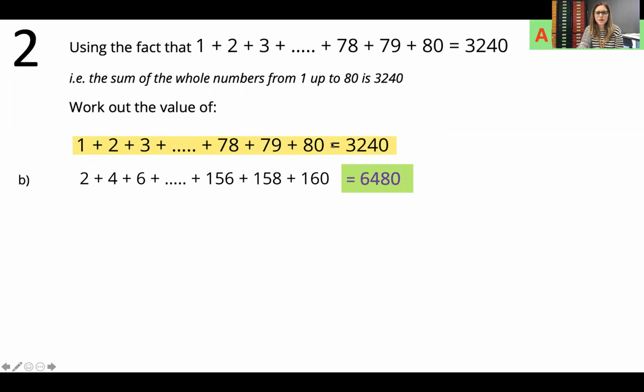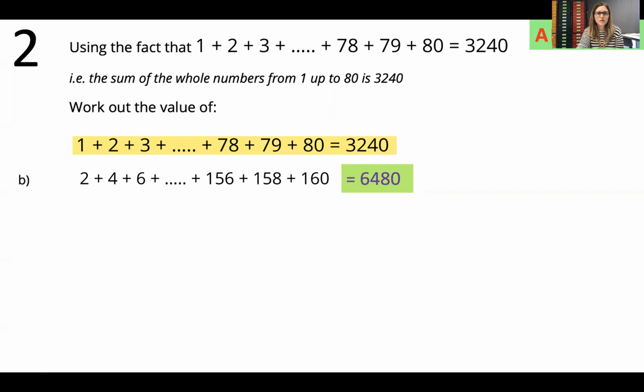Okay, let's look at B now. Again, here is my original list, which sums to 3,240. Let's look at the difference between my 2 lists. 2 is double 1, 4 is double 2, 6 is double 3. So each of the numbers in the original list have been multiplied by 2. So I need to take my original total, multiply it by 2, and that's going to give me my new total.